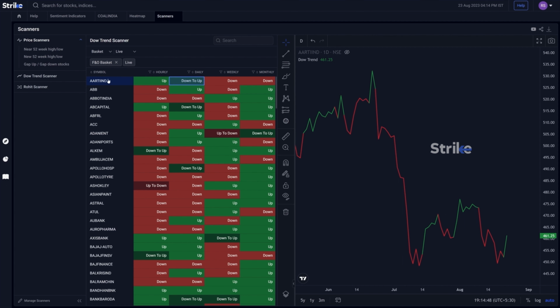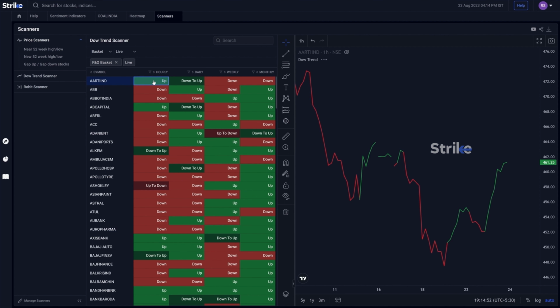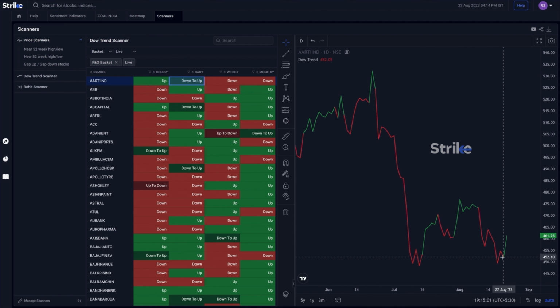click on any one. So if you're looking at Aarti Industries and I say, okay, hourly is up, let's take a look at that. And it shows you the hourly, right? It's already been an uptrend, it's in continuation, it hasn't turned to red. That's what up means. But when we are saying down to up, it simply means that it is turning from red to green just now in this hour, right? And it will confirm at the end of the hour. That is why it's in live mode.